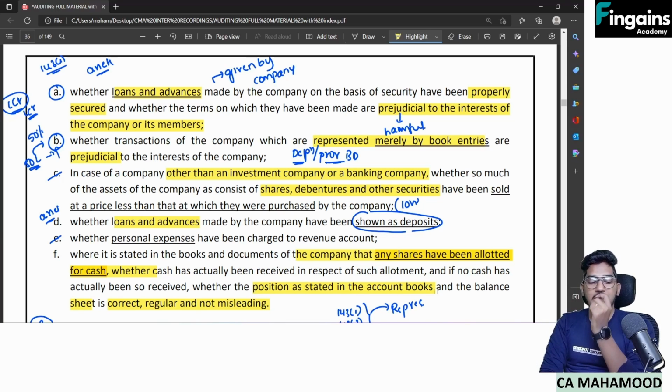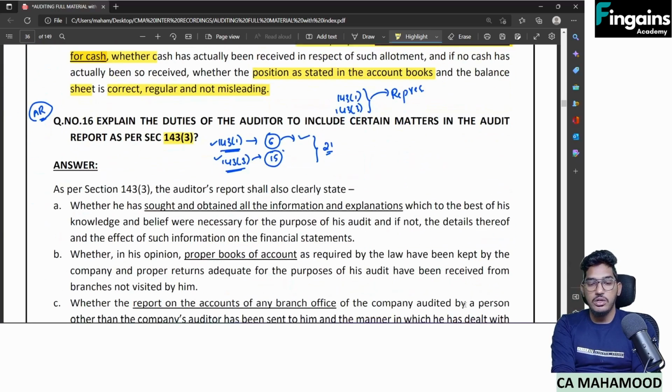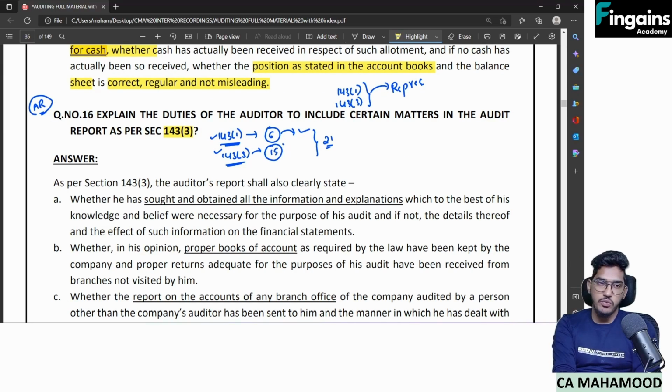And finally, whether your client has allotted the shares for cash. If yes, whether cash has actually been received or not. And in case the cash has not been received, the position stated in the financial statements and books of accounts should be correct, regular, and it should not be misleading. So these are the 6 points. Like this, under 143 subsection 3, we have altogether some 15 matters which are required to be reported. So what are those 15 matters which are required to be reported under 143 subsection 3? That we will try to understand in our next session. Hope you are all able to understand.